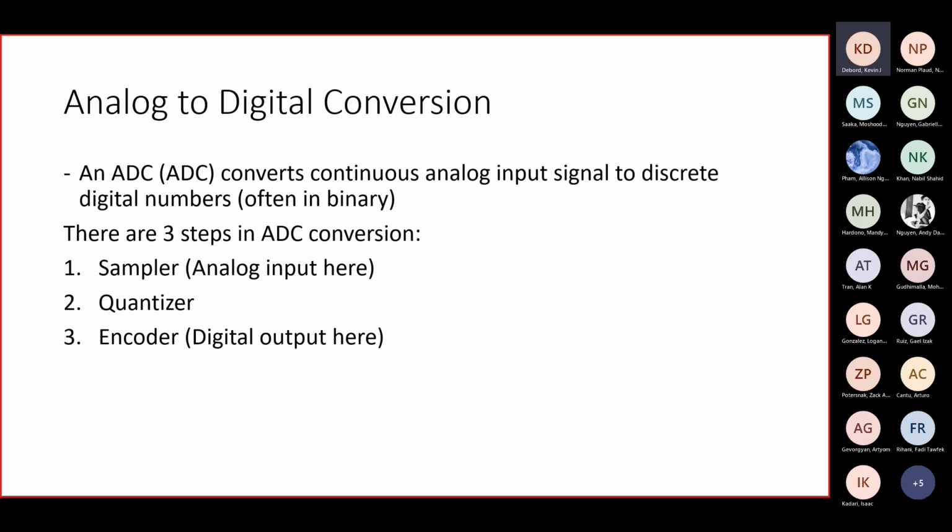Analog to digital conversion. There are 3 steps. Well, first of all, I'm getting ahead of myself. It converts a continuous analog signal input, like light, which will be variable, into discrete digital numbers, so zeros and ones, right? There are 3 steps in the conversion.